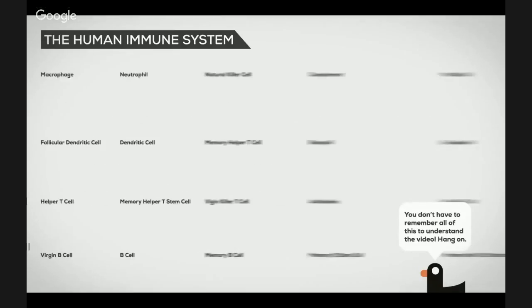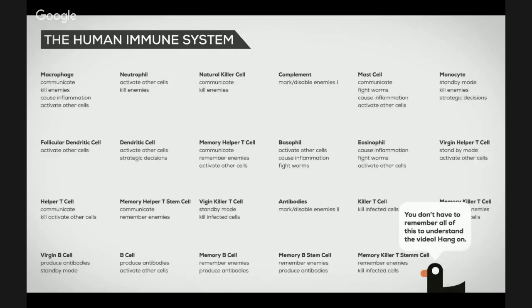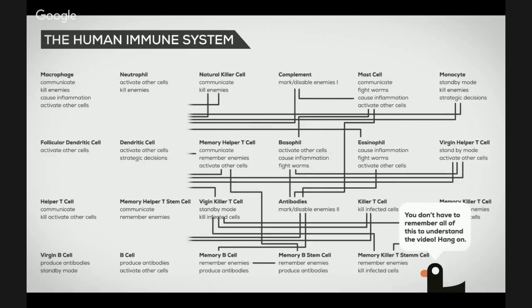And it has 21 different cells and 2 protein forces. These cells have up to 4 different jobs. Let's assign them. Here are the interactions. Now, let's make this understandable.